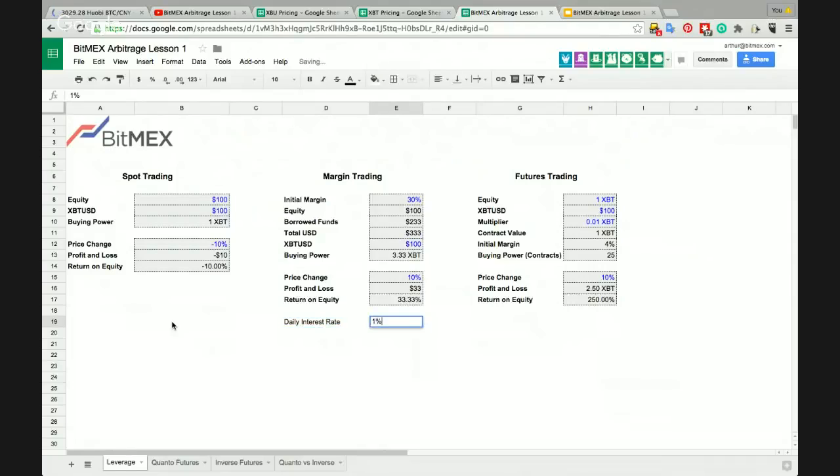Let's say that we paid 1%. So if we look at our daily interest cost, we're paying $2.33 every day in interest.